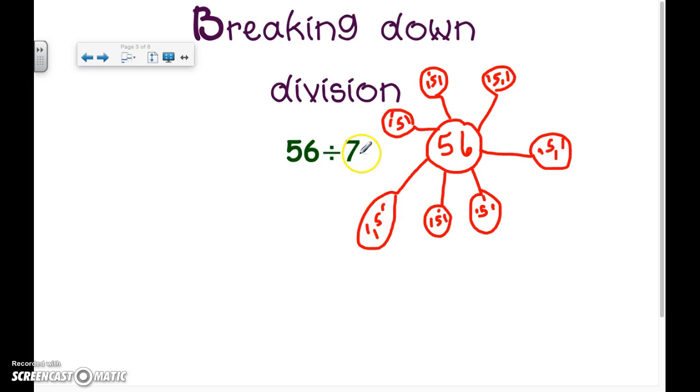So now the answer to this division problem is going to be how much is in one circle. 5, 6, 7, 8. So there's 8 in the one circle. So 56 divided by 7 equals 8 because I put 5 in each group and then I counted by 1s until I got to 56, and in one group there's 8. So in each group there's 8. Let's do this again.